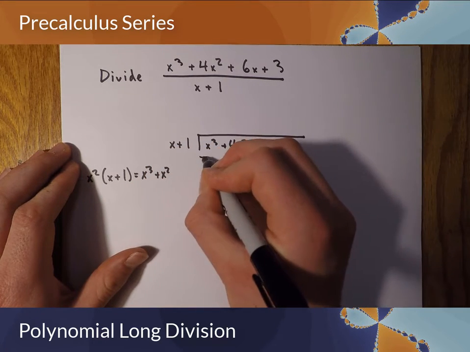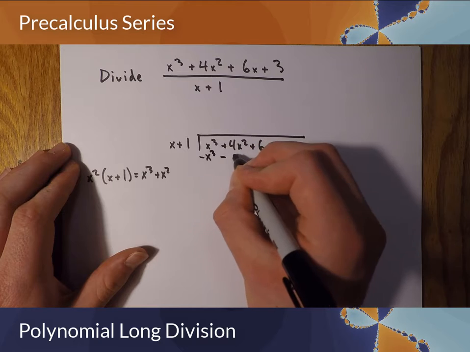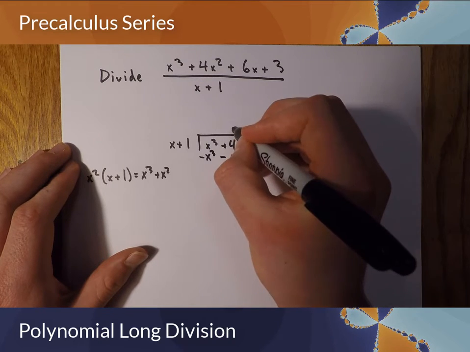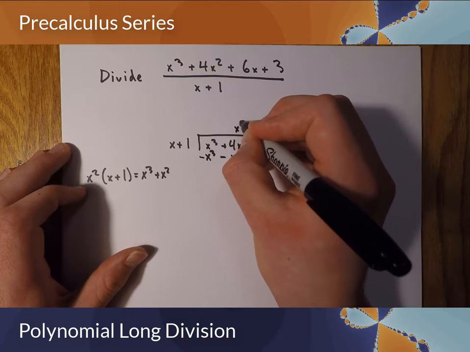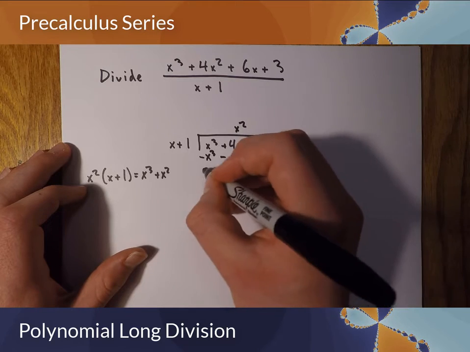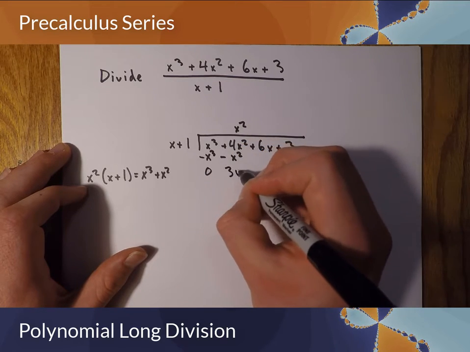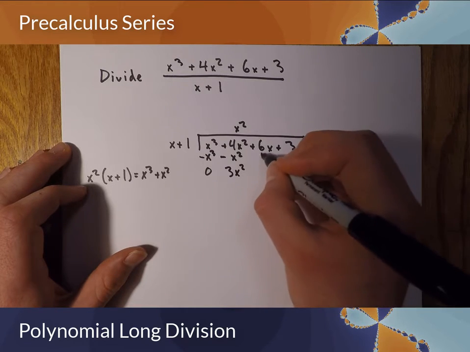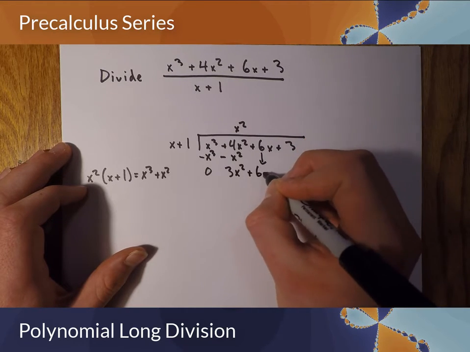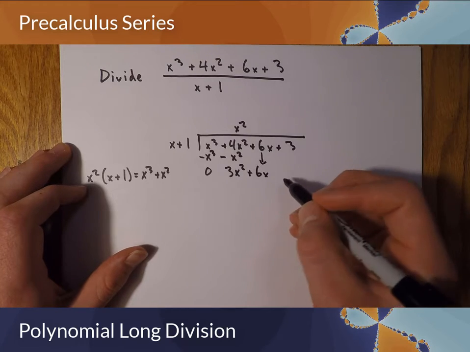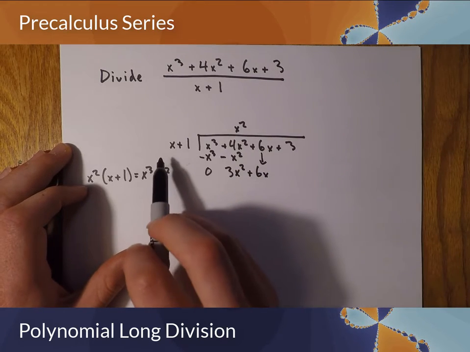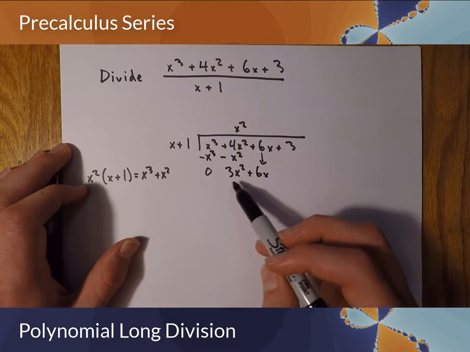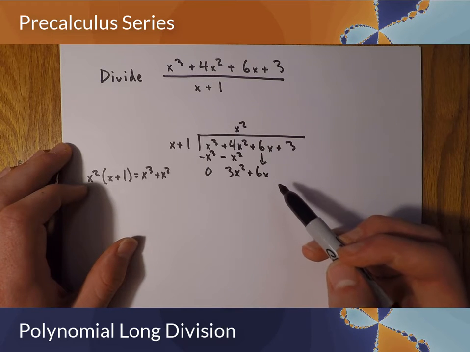And we want to subtract this away from the bottom, so you just make these negative, and you want to make sure that you write the factor that you multiplied by, so x squared, and so this equals 0, and this equals 3x squared. And so now we're at 3x squared, and our next thing we have to do is bring this down, so we get 3x squared plus 6x. So now we need to figure out how many times x plus 1 fits into 3x squared plus 6x.